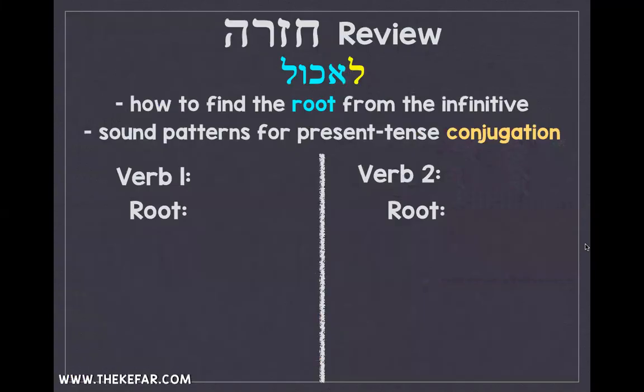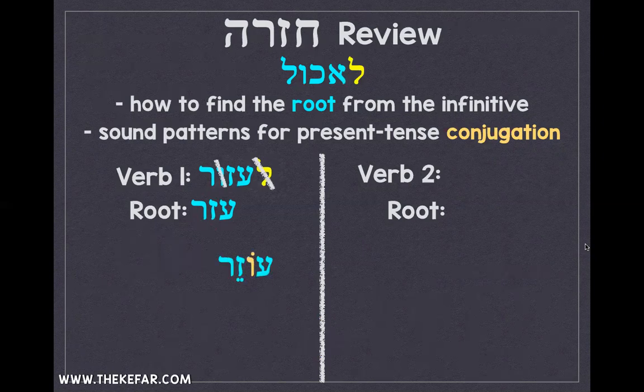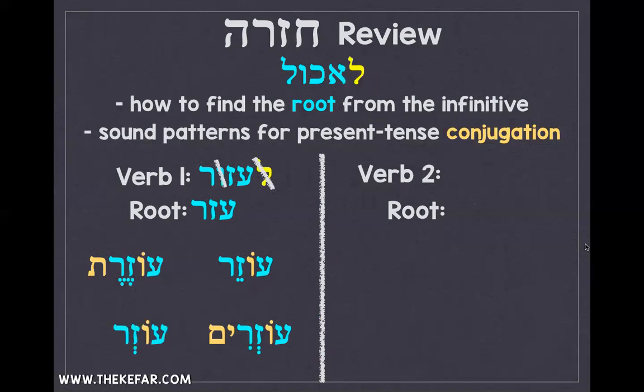So we learned how to find the root from the infinitive using the verb le'echol, which means to eat, and we learned the sound patterns for present tense conjugation. So the first practice verb that I gave you was la'azor, which means to help, and to find the root, we get rid of that initial lamed, get rid of that second to last vav, and it gives us the root or the shoresh of azar. Our masculine singular sound pattern is o'e, so with the root it's ozer. Feminine singular sound pattern o'e'et, with the root ozeret. Our masculine plural sound pattern is o'im, so with our root it's ozrim. And our feminine plural sound pattern is o'ot, so with the root that's ozrot.